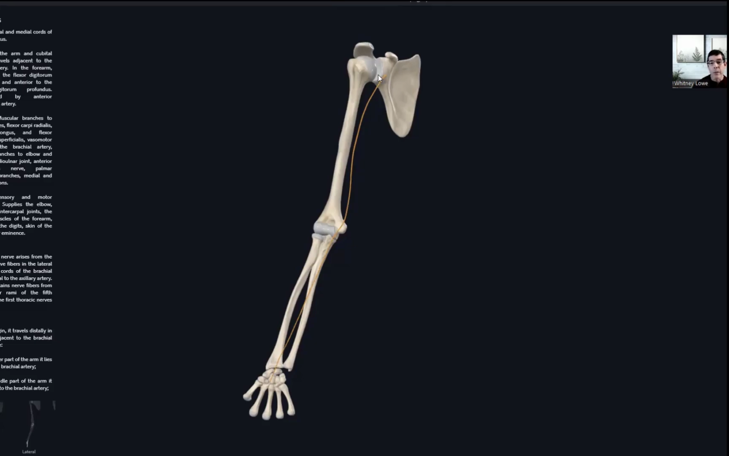Also up here in the shoulder, when you bring your arm all the way out here in abduction, that's going to stretch that nerve a little bit, as it will if you bring it up into full forward flexion, raising your arm up overhead. So those two positions are also going to stretch that median nerve.